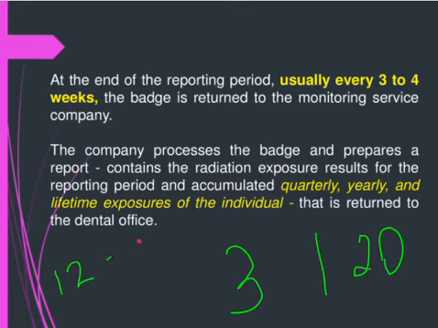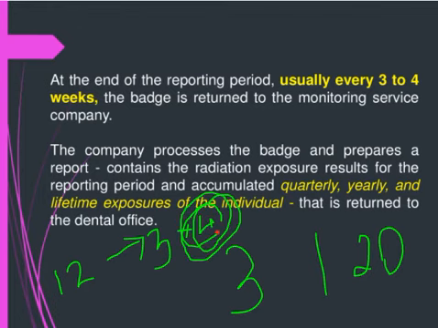So every 3 months, if you are going to measure the radiation exposure, that means you are going to measure 3 into 4, 4 times in a year. Because 1 year has 3 months, 3 months, 3 months, 3 months, 12 months. So how often are you going to measure?